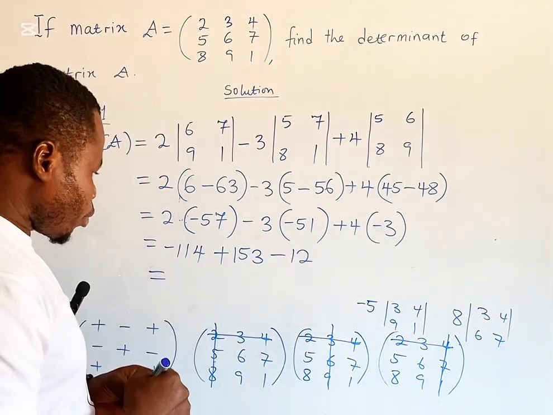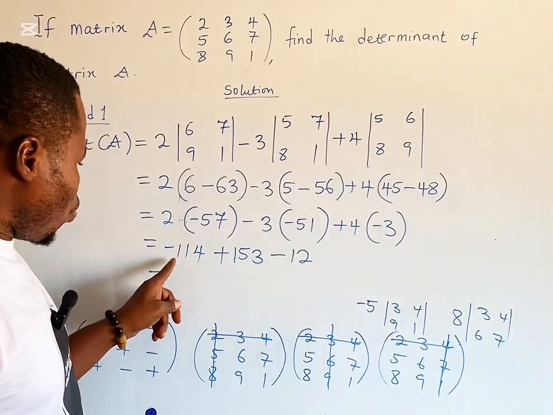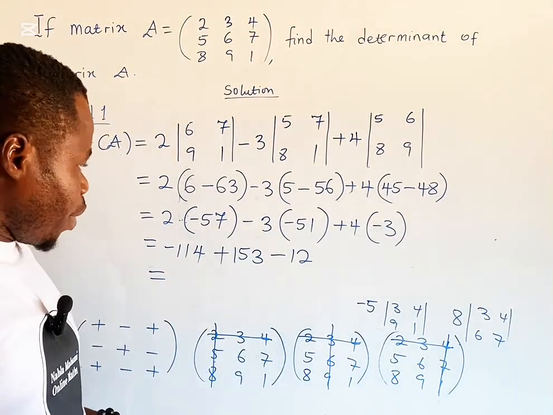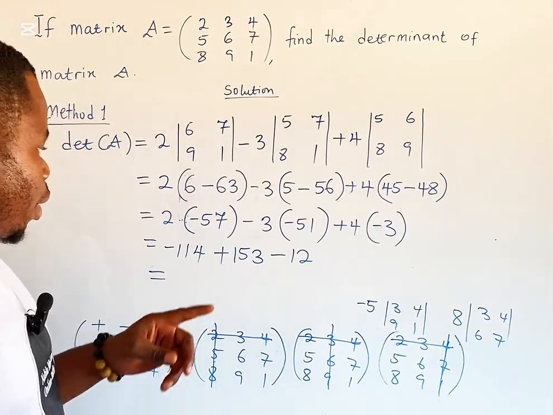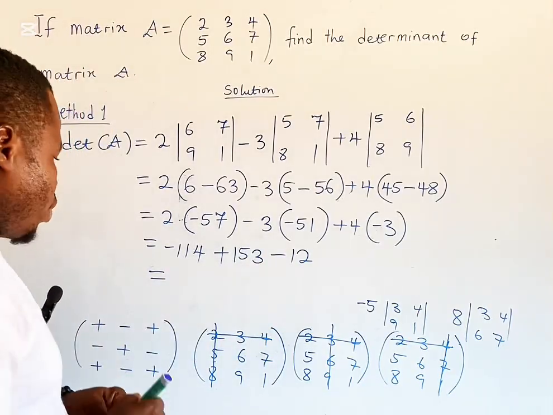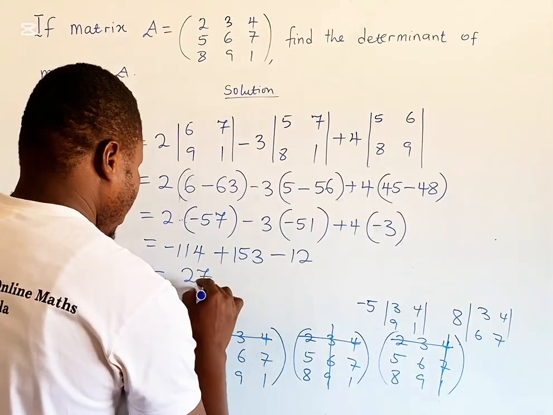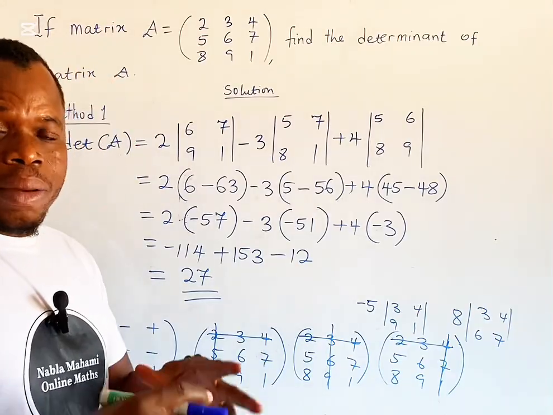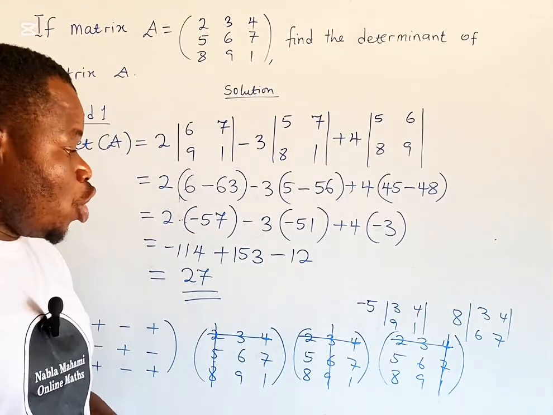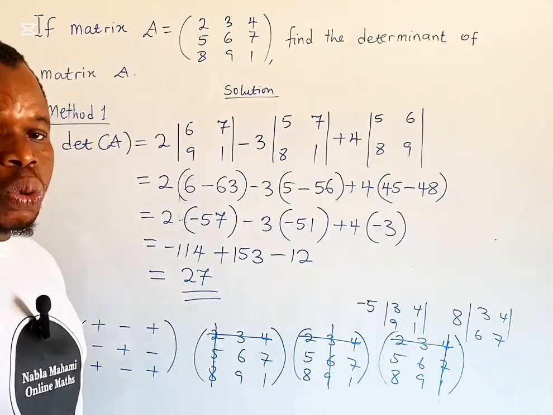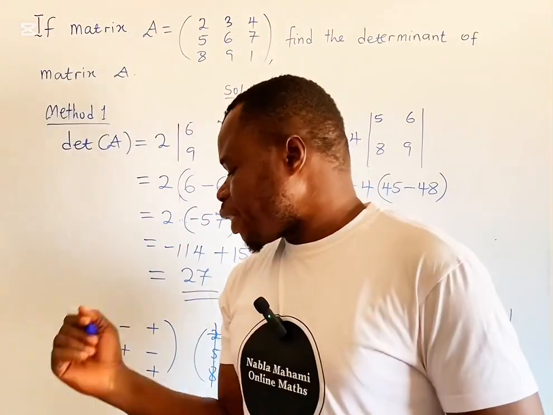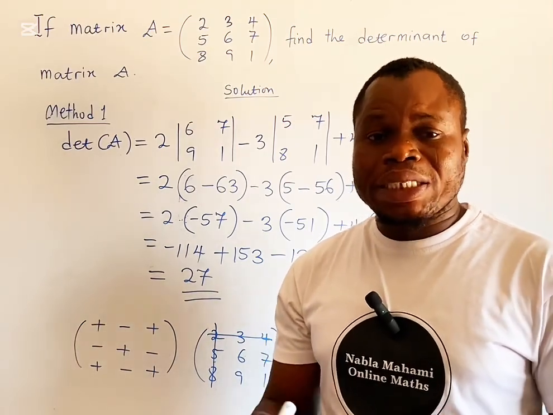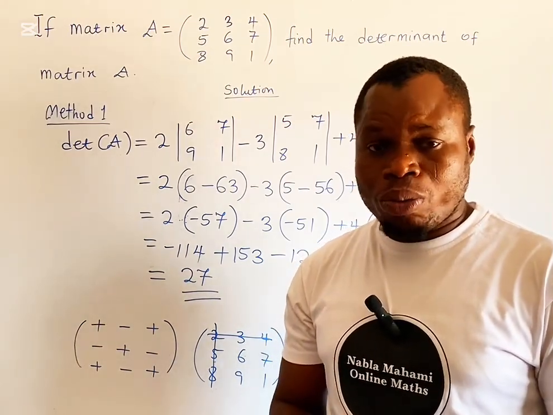I'll continue. Minus 114 plus 153 is positive 39. Then 39 minus 12 is 27. This is the determinant of the 3 by 3 matrix using the pattern rule. I've decided to use the first row. You can also try using the second or the third row, but you have to be very careful when you are selecting your minor for each value.